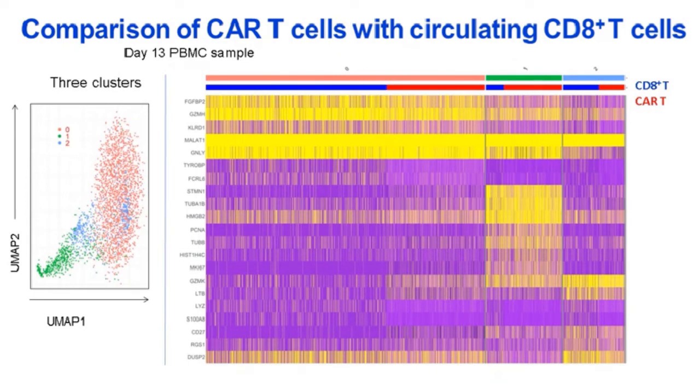So you basically discover a specific signature that characterizes subsets of cells circulating in the blood, and it tells you which genes characterize each different cluster, and therefore how the CAR T cells differ from the total CD8 T cells circulating in that blood.